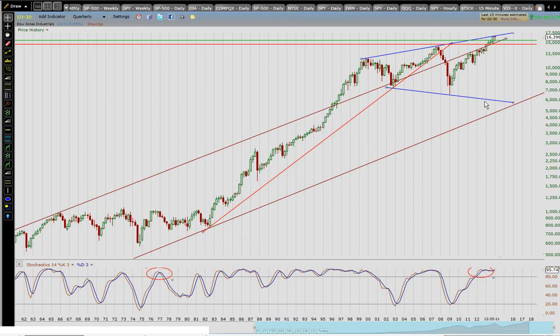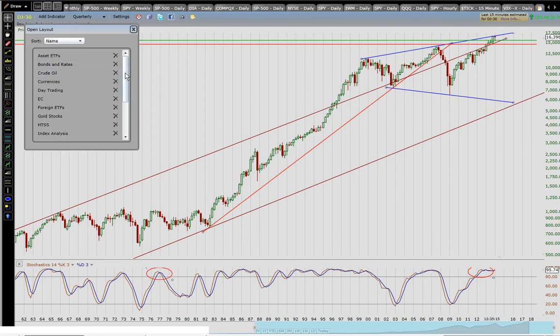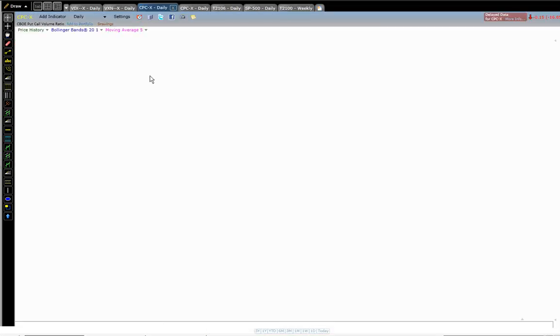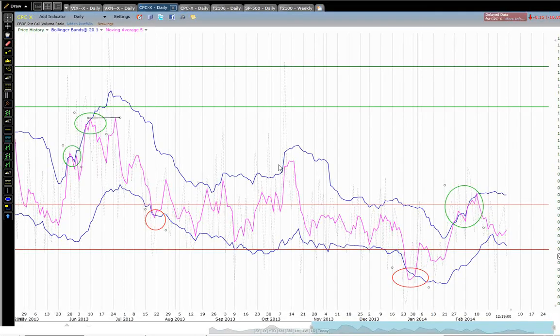Now as far as where the market is over the short term, we'll look at some real money sentiment charts here. Look at the put call ratios and the VIX. So this is a chart of the 5-day total put to call ratio in pink, and one standard deviation bands of the 20-day average in blue.